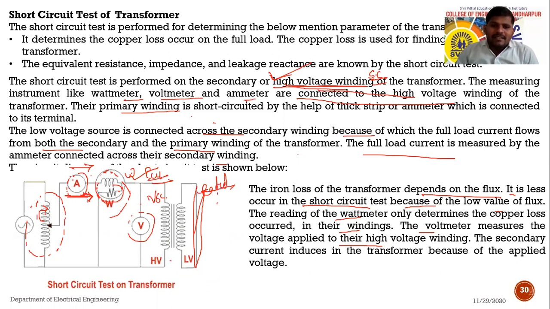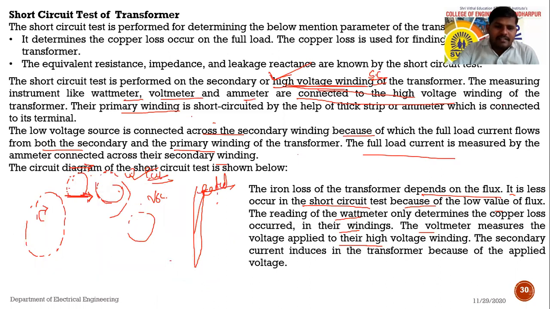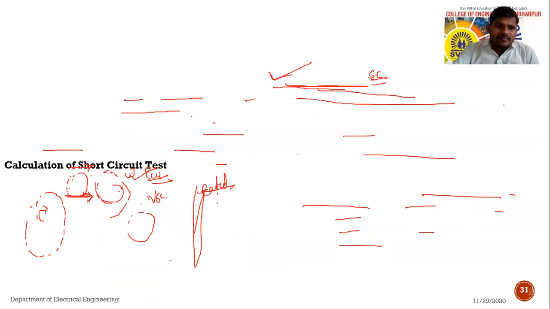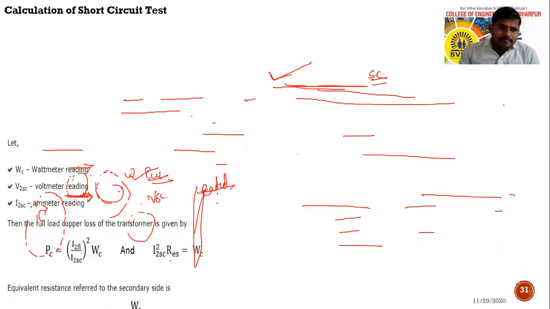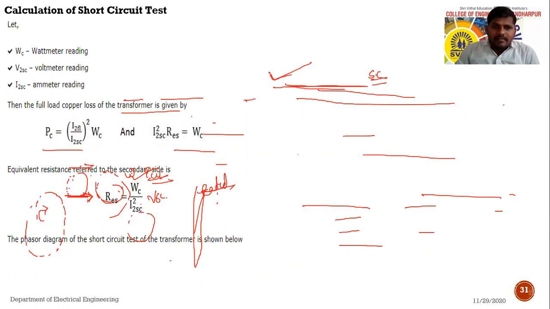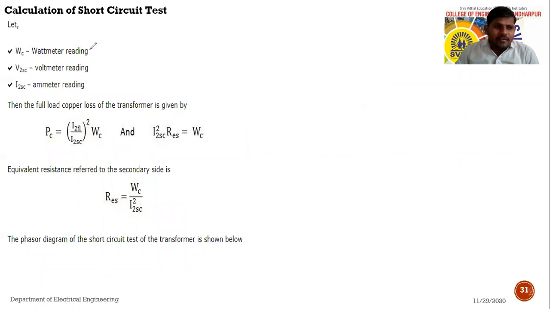So do you know the formula for that? So the calculation part is there. In the calculation part, we are getting the reading of the wattmeter, the reading of the voltage, and the reading of the short circuited current. So according to this, these are the copper loss. PCU is nothing but the reading shown by the wattmeter.